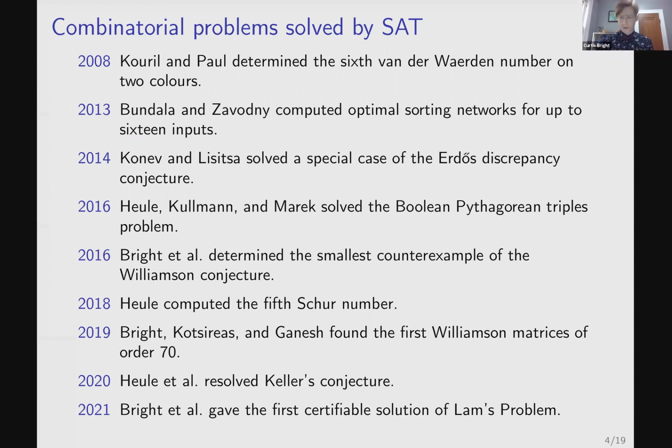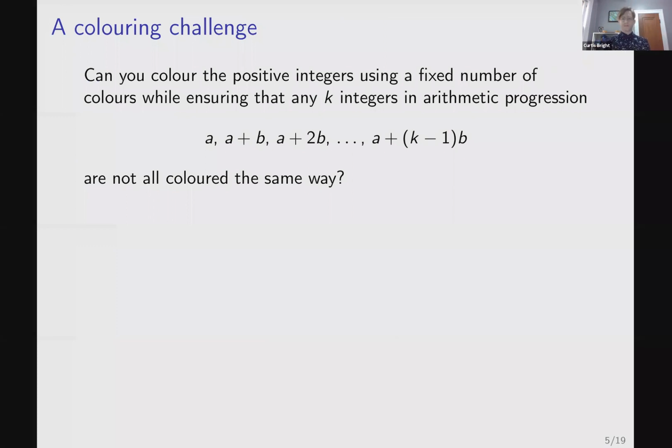But I want to start first with another coloring challenge. This is similar to the Schur problem that I mentioned. The idea is we're going to have a fixed number of colors, and we want to color the positive integers such that if we have k integers in arithmetic progression, they're not all colored the same way. So k here will be fixed. An arithmetic progression is just a set of integers of this form: k integers separated, each one by a difference of b. So you might think you could do this. Maybe you think you can't.